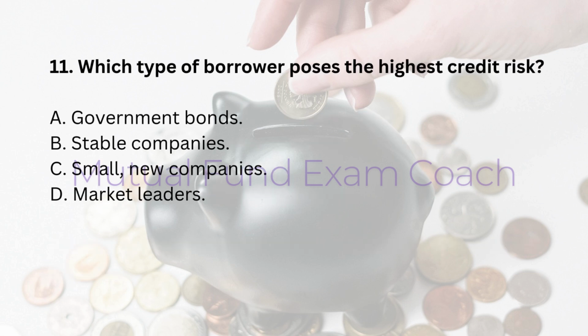11. Which type of borrower poses the highest credit risk? A. Government bonds, B. Stable companies, C. Small, new companies, D. Market leaders. Answer: C. Small, new companies.